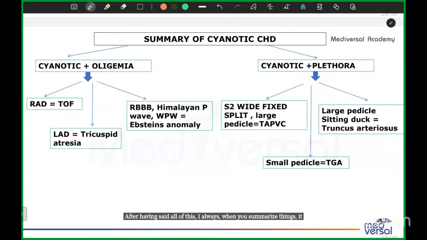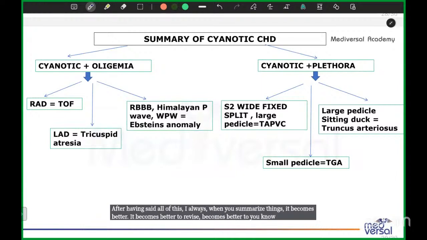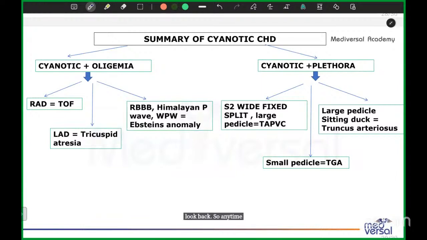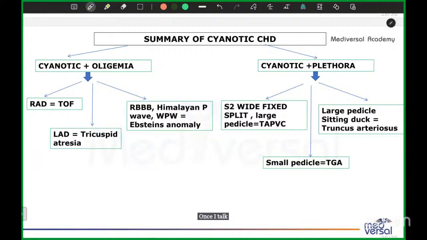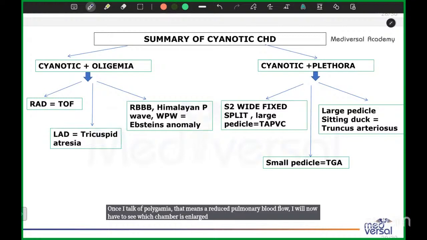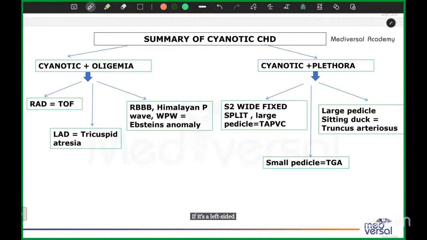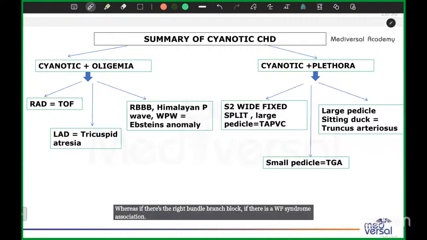After having said all of this, I always feel when you summarize things, it becomes better to revise, better to look back. So anytime I talk of cyanotic congenital heart disease, I will have to see whether it is associated with oligemia or plethora. Is the pulmonary blood flow increased or decreased? Once I talk of oligemia, that means a reduced pulmonary blood flow, I will now have to see which chamber is enlarged. If it's the right-sided chambers which are enlarged, it is TOF. If it's the left-sided chambers which are enlarged, it is tricuspid atresia.